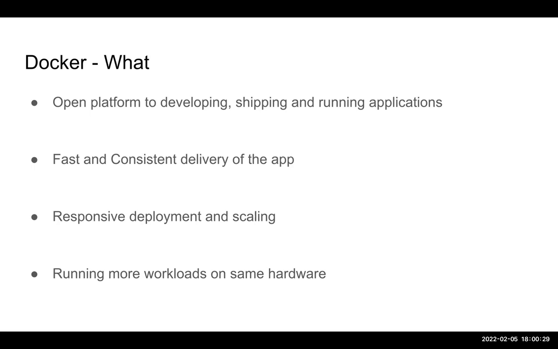And that brings the second point. This way your delivery will be fast and consistent, because there will not be environmental difference, and it will be responsive deployment and scaling. So scaling will go into the Kubernetes and see how to scale it up. Docker also has Docker Compose. See, with Docker you can have only one instance of your application running, but you have orchestration engine like Kubernetes or Docker Compose.